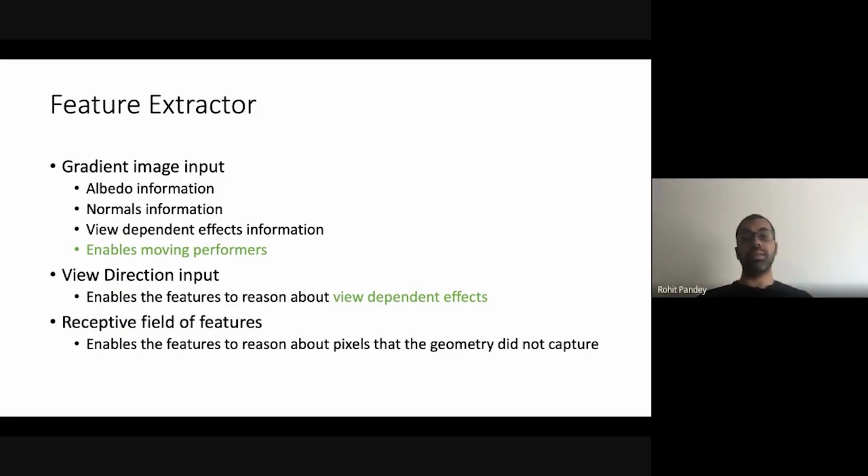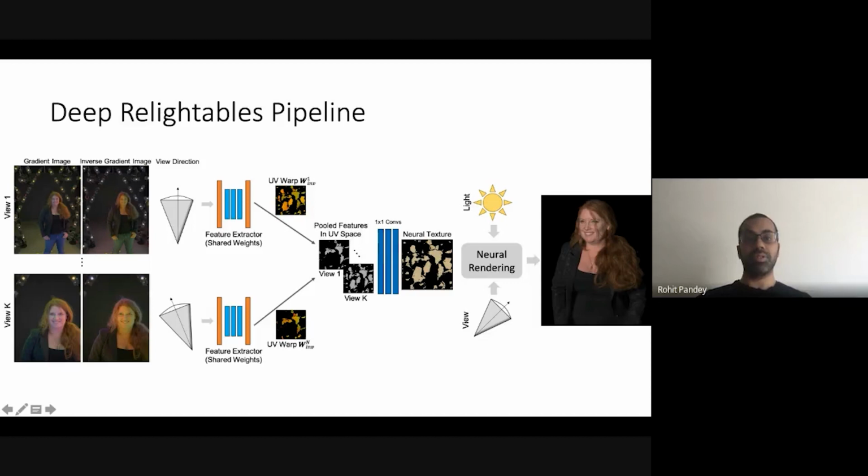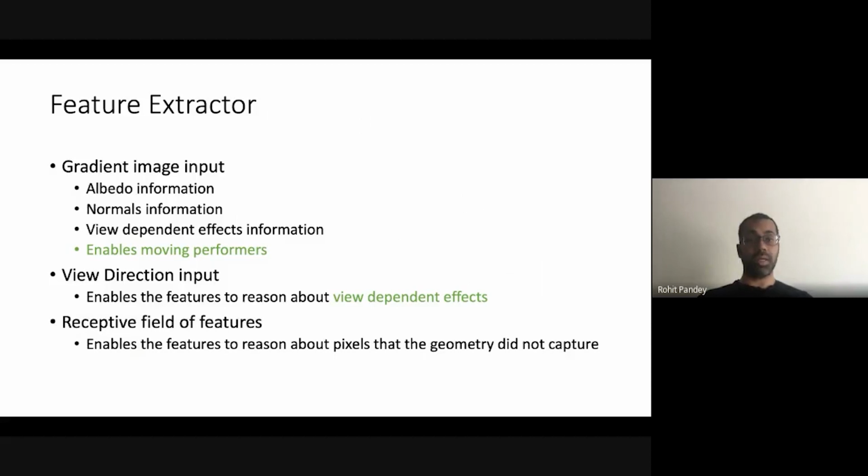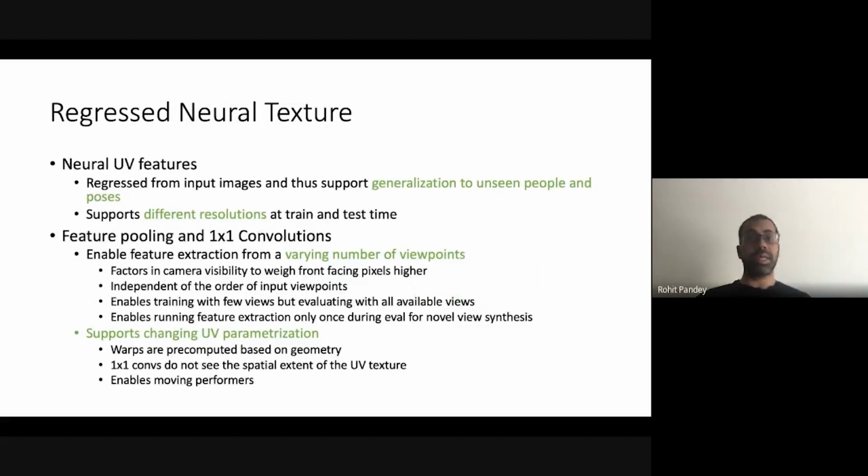These features also had a relatively large receptive field because it was a UNet-based feature extractor. And the interesting thing about that is it enables the features to reason about pixels that the geometry did not capture. Now note that when we do use this warp pre-computed using geometry, we lose all the pixels that the geometry did not capture. But since we are warping features, each feature had a receptive field that was larger than itself and can encode information about its local neighborhood. The actual regressed neural texture, the neural UV features, as I mentioned earlier, are regressed from the input images and thus support generalization to unseen people and poses, which an approach like deferred neural rendering would not be able to.